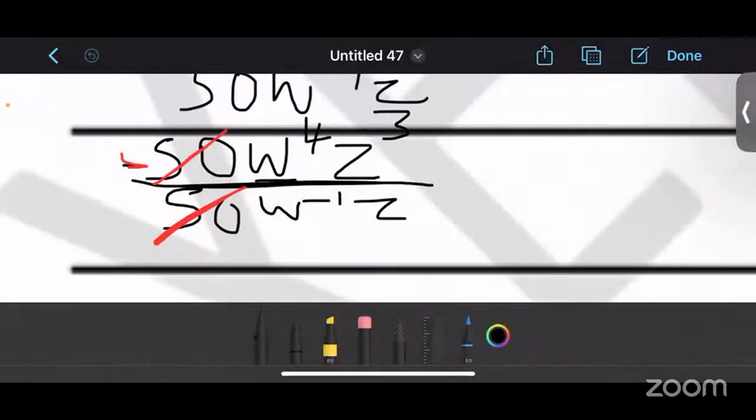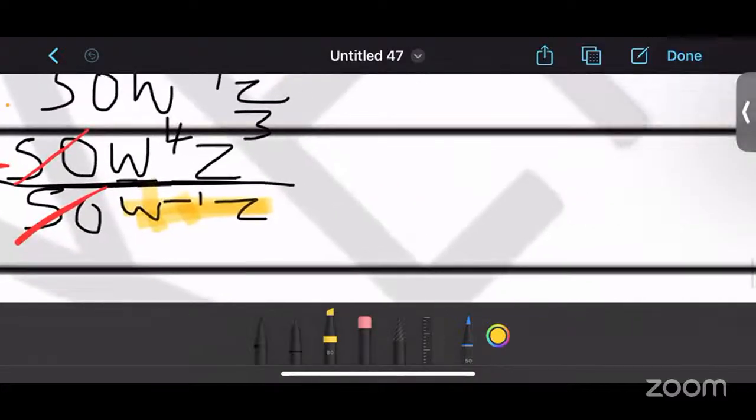So what we can do, we can bring these guys to the numerator, okay? We can bring them to the numerators. So if we're bringing them to the numerator, the exponent will change the sign. If it's positive, it'll become a negative. If it's negative, it's going to become a positive, right? So we're going to have a W to the power of 4.